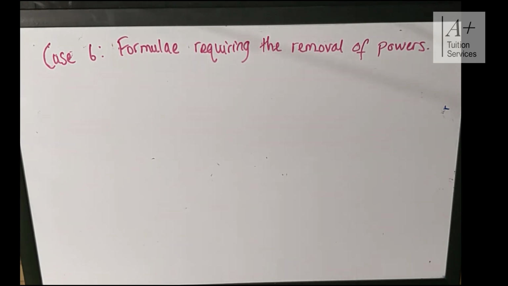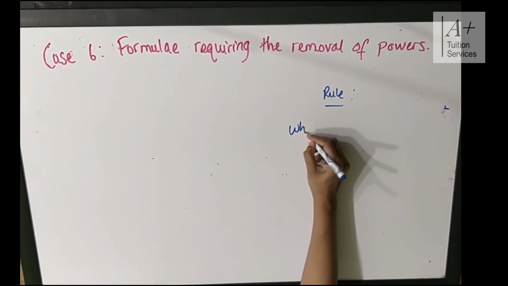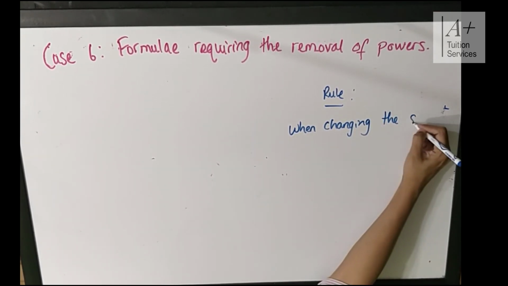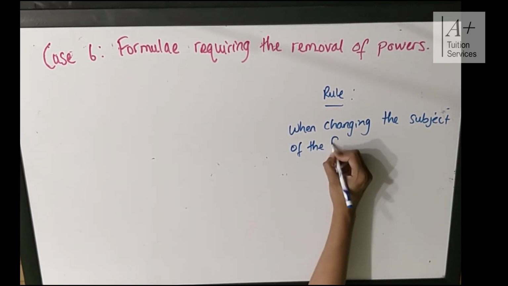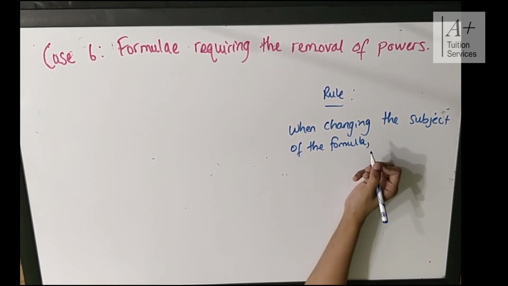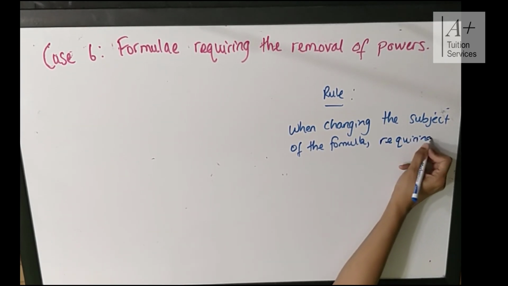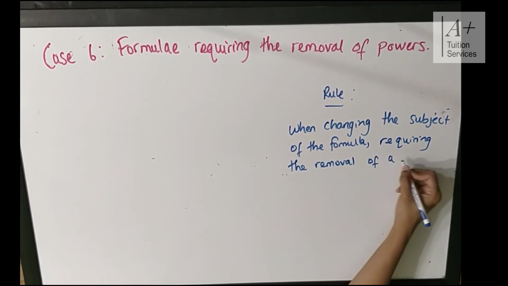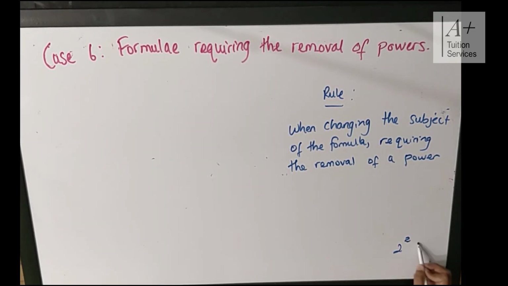So the rule for this states, when changing the subject of the formula requiring the removal of a power, and you know the power is the digits like this, 2 to the power 2, 4 to the power 6, this little number on top is called powers, right?